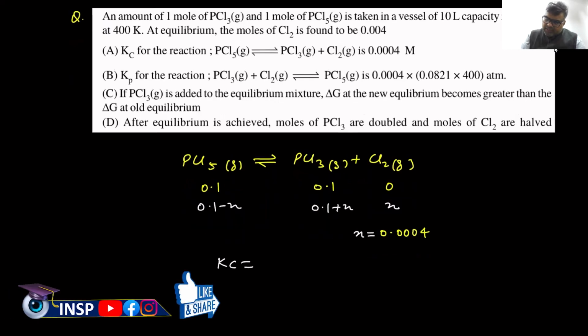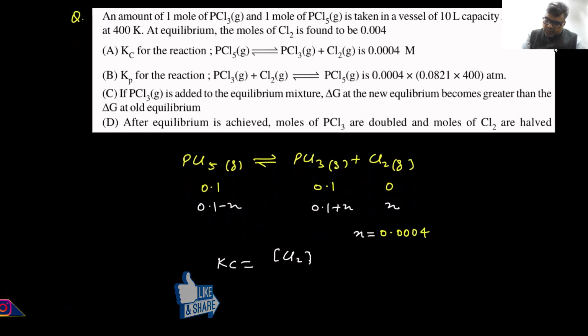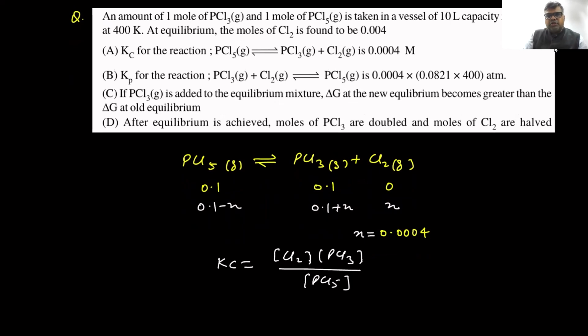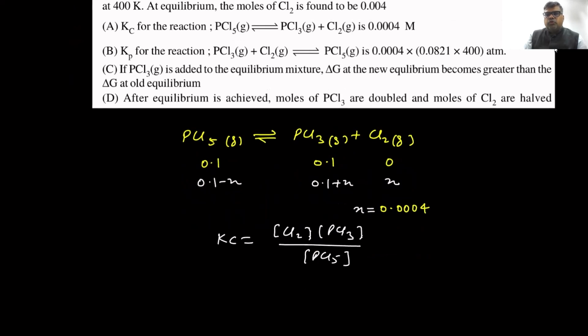And once I calculate Kc, it will be the active mass of Cl2 into the active mass of PCl3 upon the active mass of PCl5. Since the concentration of Cl2 is negligible, 0.1 plus x and 0.1 minus x will be very close values, so we need not do any calculation. So this will be approximately equal to the concentration of Cl2, which we can write as 0.0004 M. That means your option A is correct.